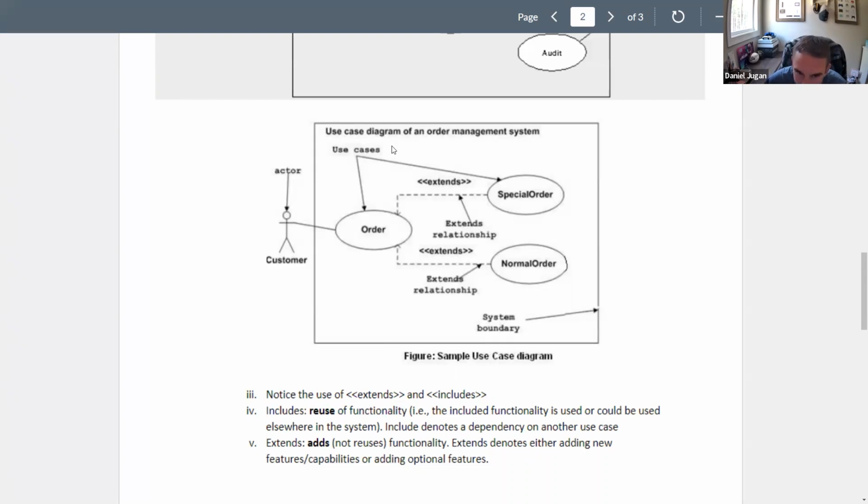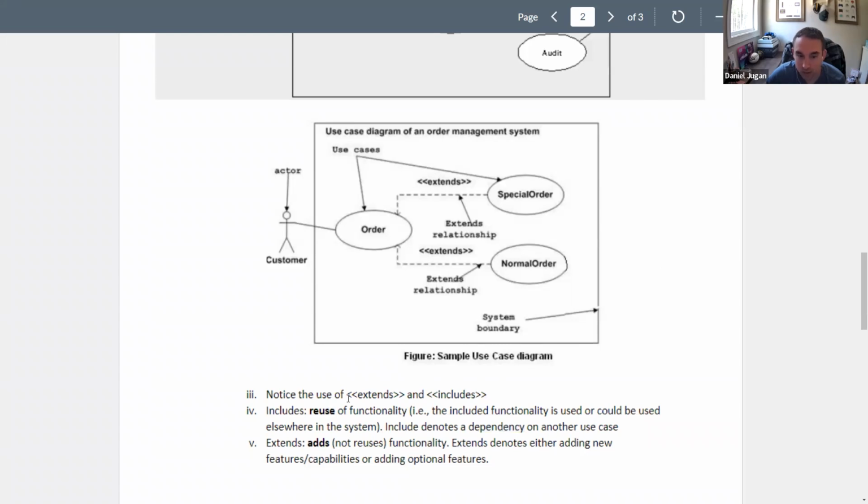So if we look at this example above here, we have order and special order and normal order. So special order extends order, and normal order extends order. And so the type of order that a customer places will be one of the two. Like it says here, notice the dependency. You can't have a special order that's not an order, and you can't have a normal order that's not an order. It's almost like an inheritance setup.